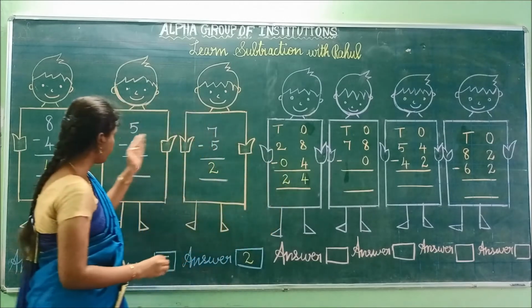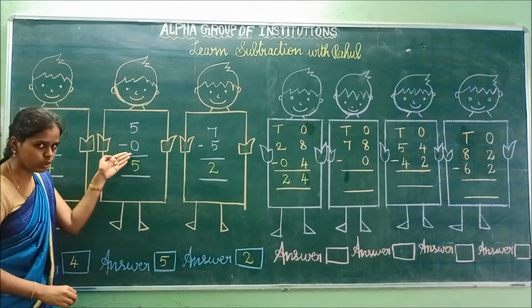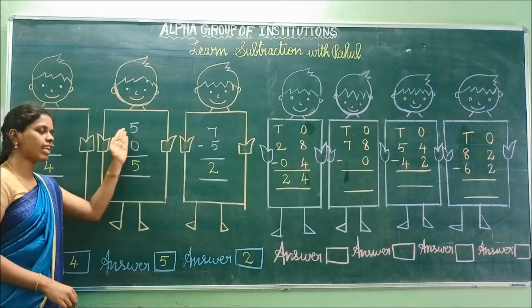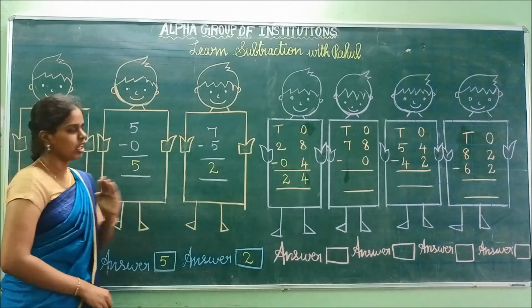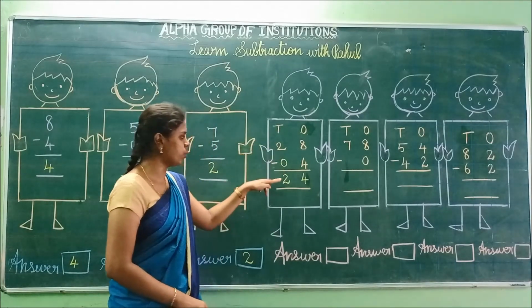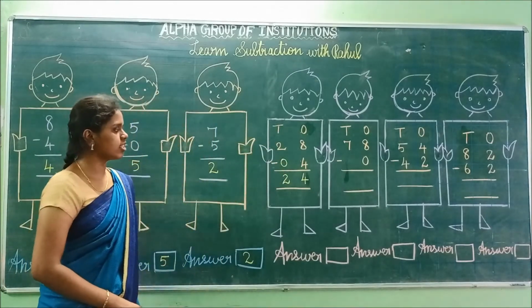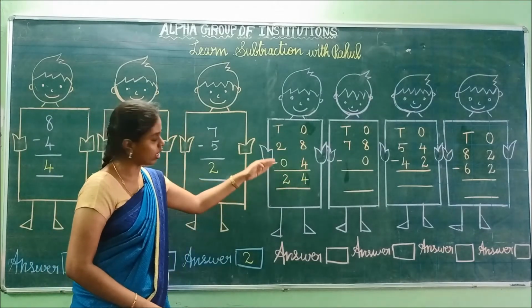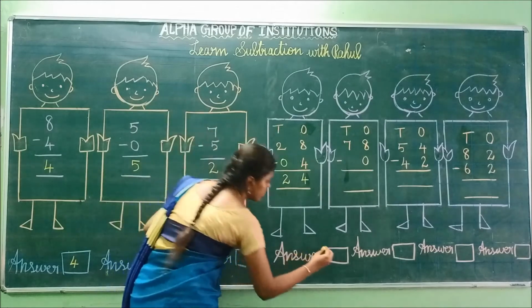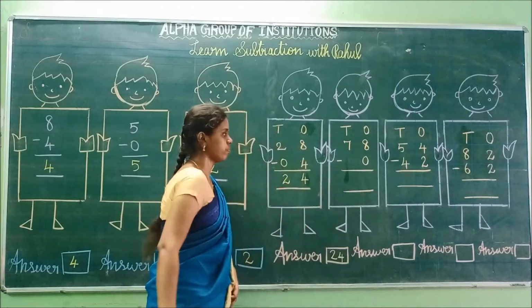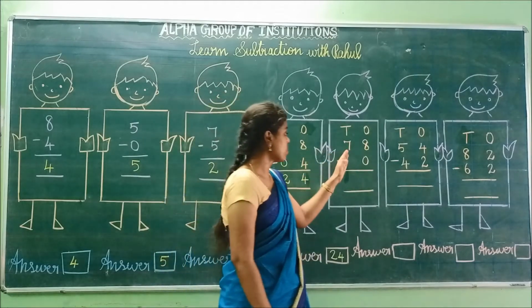See, like this sum, 5 in the mind, take 0 in the finger. Before 5, we can't do anything with this 0. So we have directly written the answer as 5. Here also, if you are having 0 here, you can directly write 2 in this place. So your answer is 24. 8 minus 4 is 4 and 2 minus 0 is 2. Your answer is 24. Now, see the next sum.